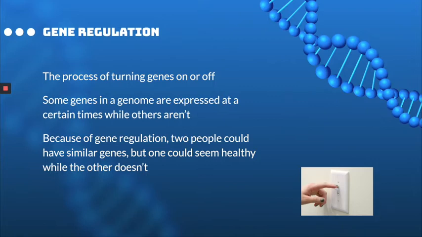Gene regulation is the process of turning genes on and off. Some genes in a genome are expressed at certain times, while others aren't. Because of gene regulation, two people could have very similar genes, but one of them could seem perfectly fine and healthy, and the other one could look like they're dying, for example.